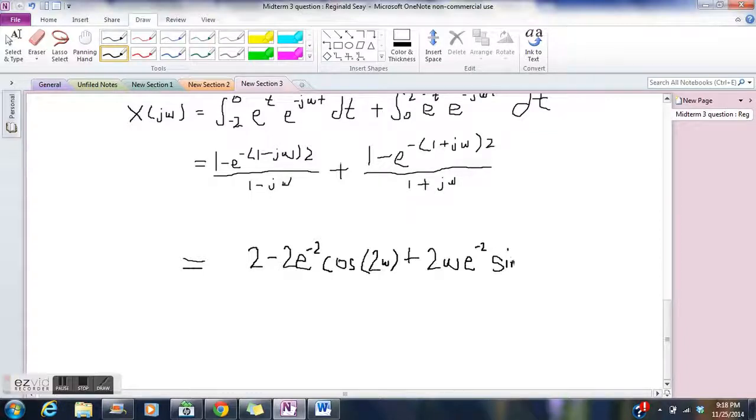In part A, we did our integrations and our j's disappeared because we had x omega, and we set up our intervals from 2 cosine omega minus 2 over j omega, and then it was 0 everywhere else. So this bottom one is basically our x omega. So you have 2 minus 2 e to the negative 2.